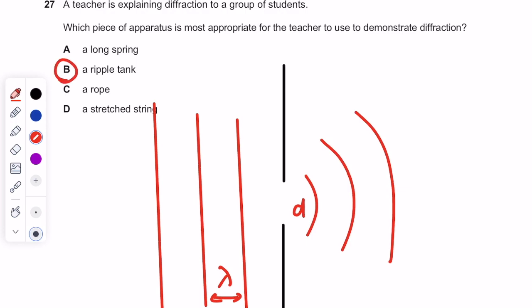You can ask, what about a rope, a stretched string? These are for stationary waves. So the answer for question number 27 is B.